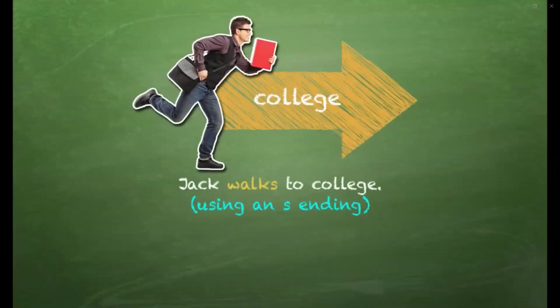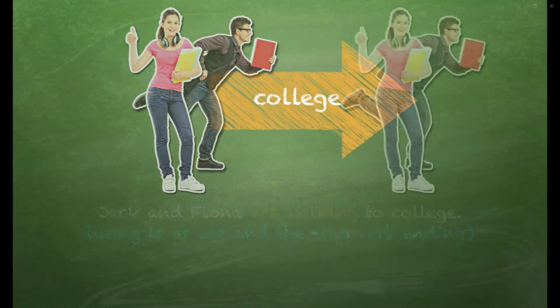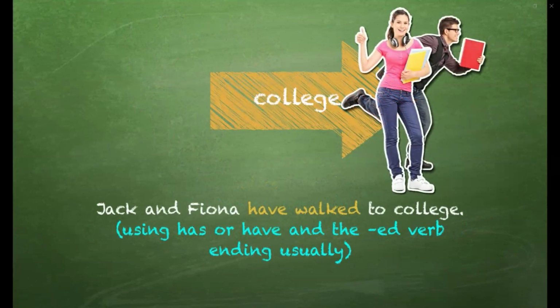Examples. Jack walks to college, using an S ending. Jack and Fiona are walking to college, using is or are and the ing verb ending. Jack and Fiona have walked to college, using has or have and the ed verb ending usually.